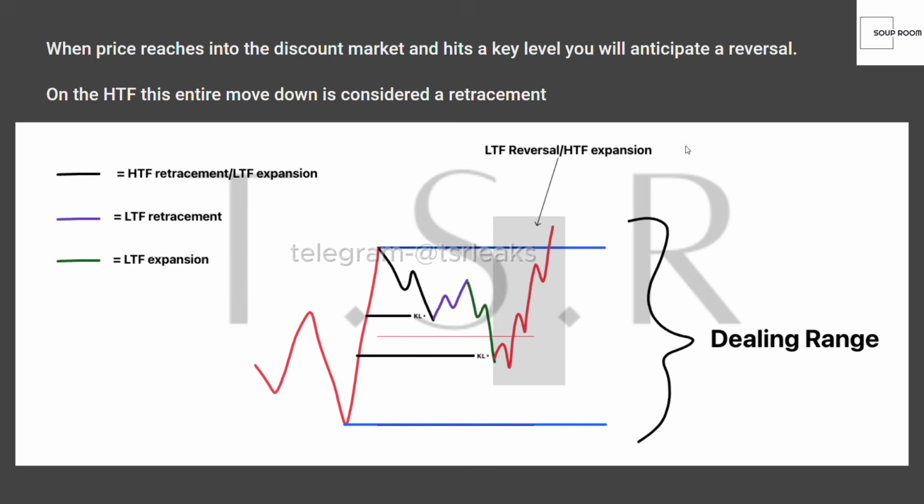On the higher time frame, this is going to be seen as an expansion. Why? Because this entire move on the higher time frame is the retracement. What follows a retracement is an expansion. So this is an expansion on the higher time frame. What is the target? The higher time frame dealing range high. Okay? Very straightforward.